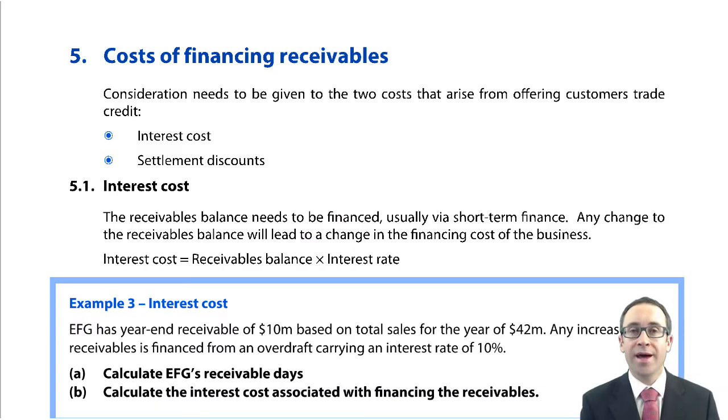So let's go through and have a look at the cost of financing our receivables, because what we need to do first of all is look at the interest cost that we incur because we offer credit. Because what happens is, if we offer credit to our customers, that means that we are without cash for an additional period of time, say 30 days, 60 days or 90 days.